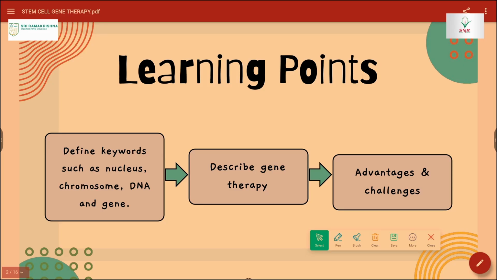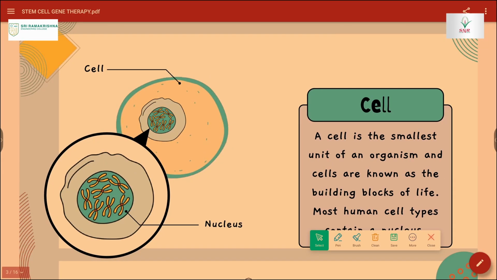The learning points of today's topic are: we can define what is a nucleus, what is a chromosome, then gene, and that gene is present on the DNA. Now, we can describe the gene therapy, and afterwards we will see some advantages and challenges of this stem cell gene therapy.